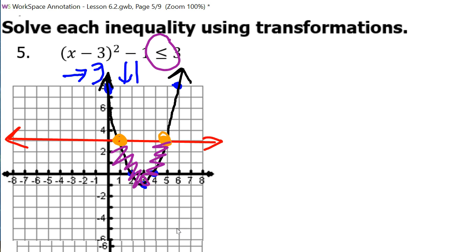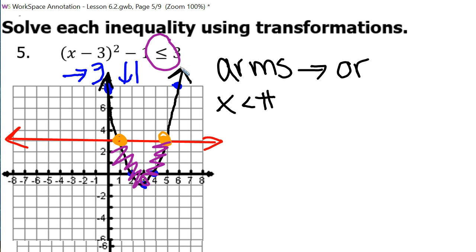Now, when you write your answer, it's going to be a compound inequality. It could be an and inequality, or it could be an or inequality. So I want you to write this down somewhere in the margin. If you shaded the arms, then your answer would be an or inequality. Your answer would look like x is less than a number, or x is greater than a number. This is just the general format. We'll see these in examples in a few minutes.